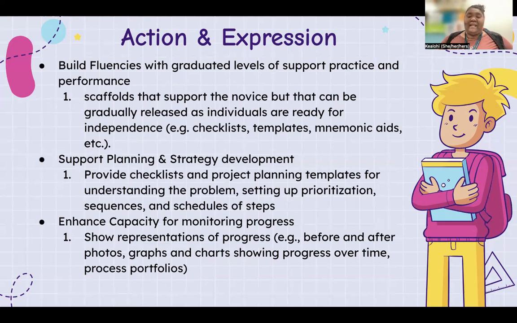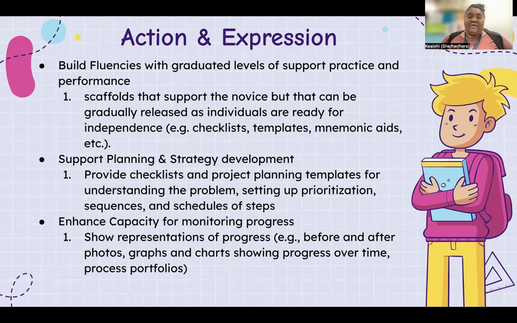Next, supporting planning and strategy development is providing that checklist. Like, oh, is my slope something that is constant? Is my slope something that is equal to something? Is my slope moving upwards or is my slope going downwards? So it's those things that they're looking for, and those different steps, and figuring out what exactly they need to learn and where they are struggling.